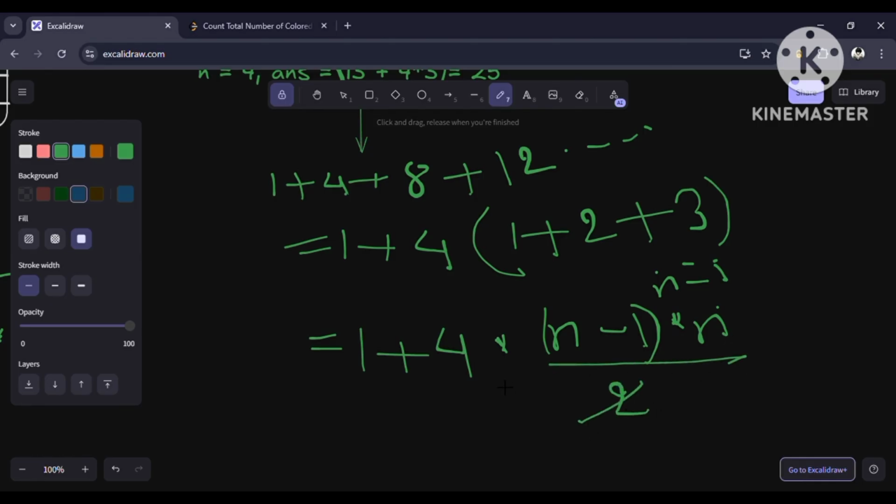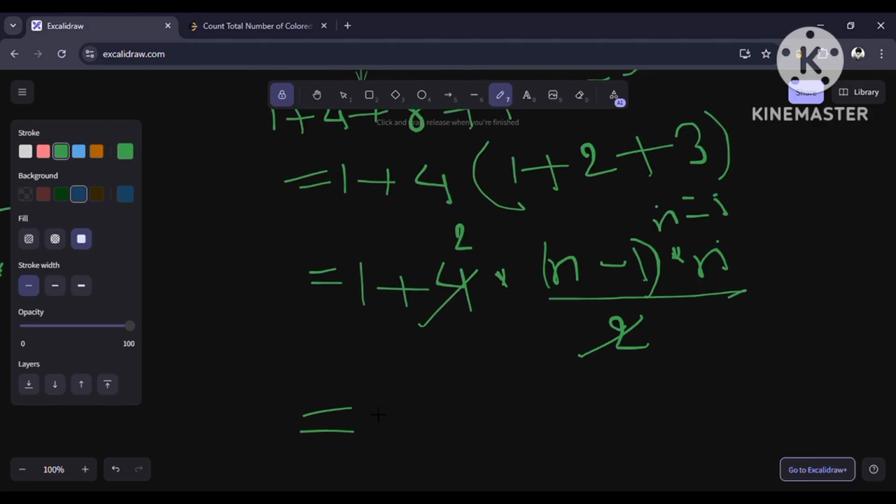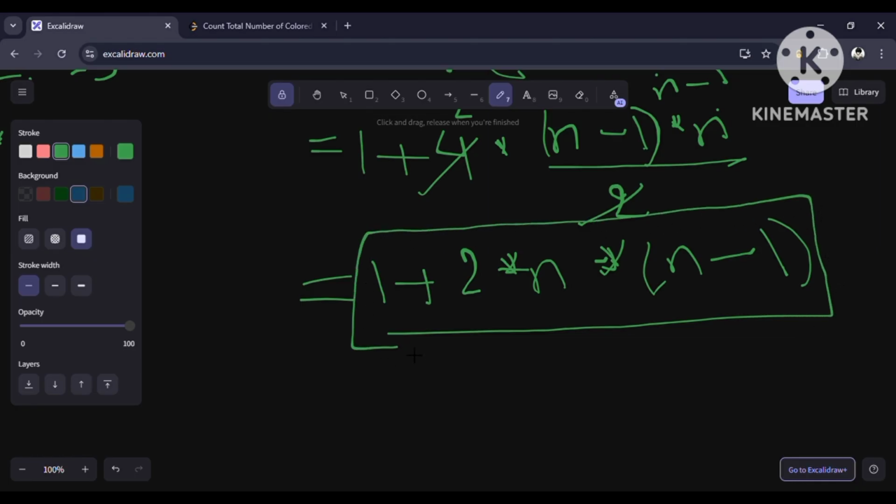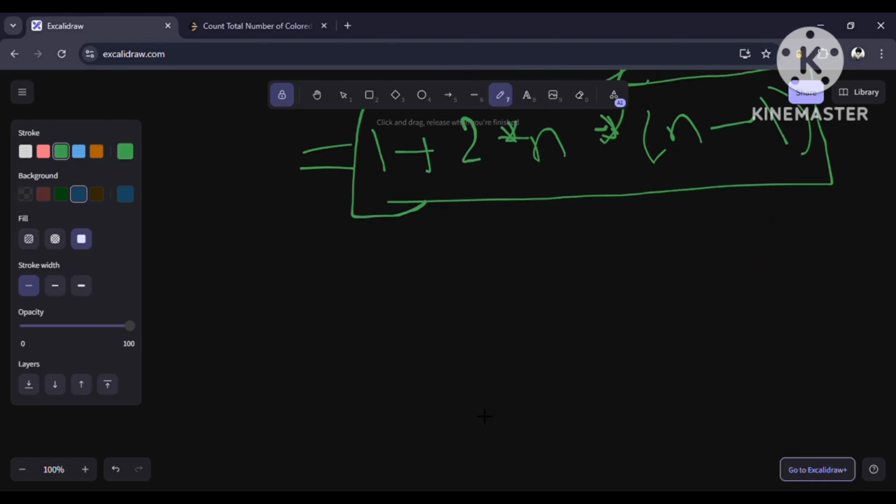Okay, so I can cut this 4 with 2, so my answer will be 1 plus 2 multiplied by n and multiplied by n minus 1. Okay, so this is a formula that I have derived for any n.